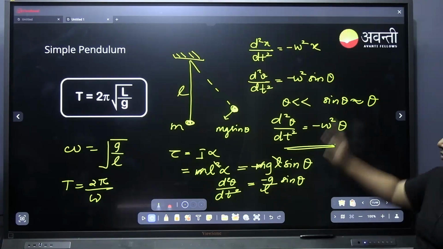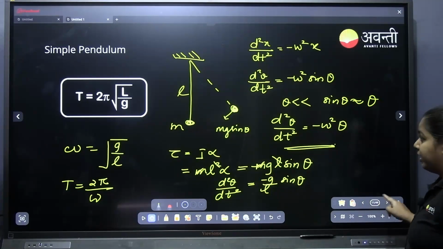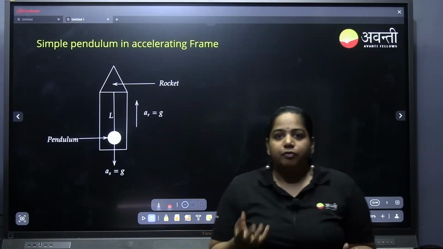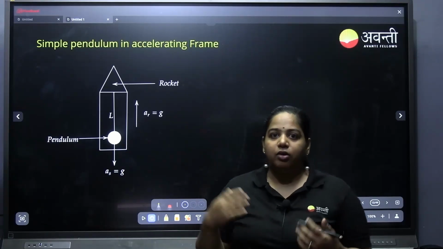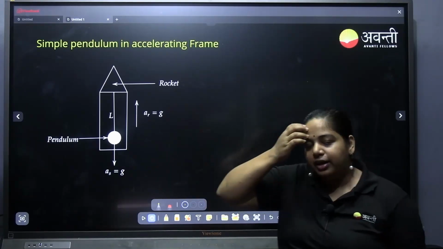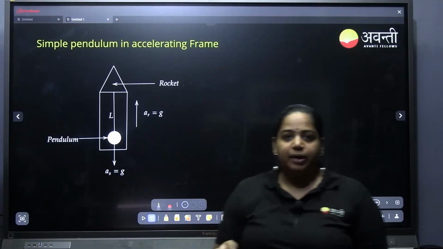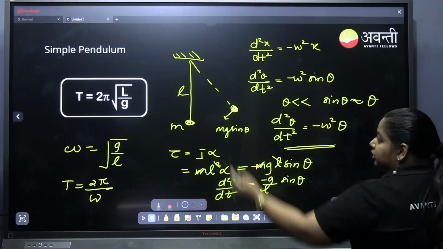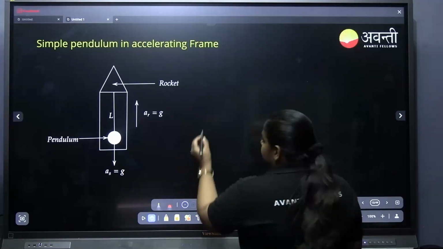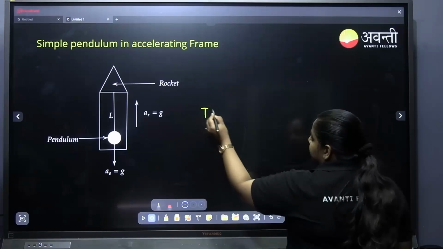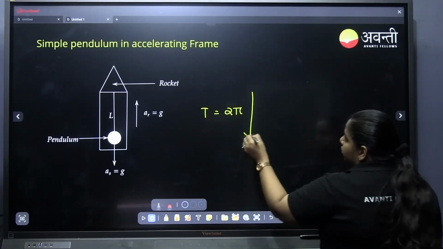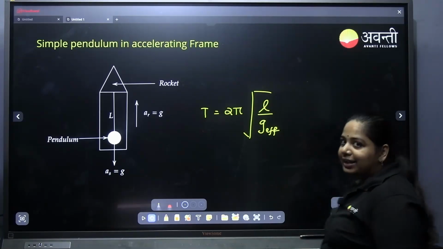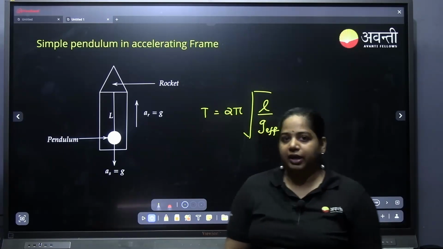So this is the case of a simple pendulum. Now coming to a simple pendulum in an accelerating frame, for example, in a lift or in a rocket as given in the figure. If it is in an accelerating frame, you have to add g effective. Here the formula is 2 pi root L by g. We will modify it as time period equals 2 pi root L by g effective, which means you have to take the effective acceleration.